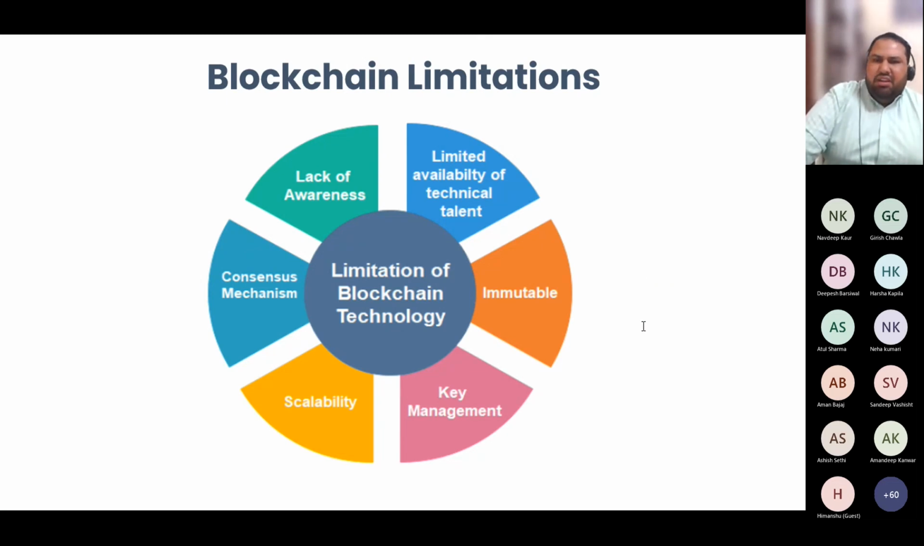The next one is limited availability of technical talent. In today's era, we have various types of developers and engineers who are available to do different things in every field in different technologies. But in blockchain technology, there are not so many developers available who have specialization in it. Hence, the lack of developers is also a hindrance to developing anything in blockchain.